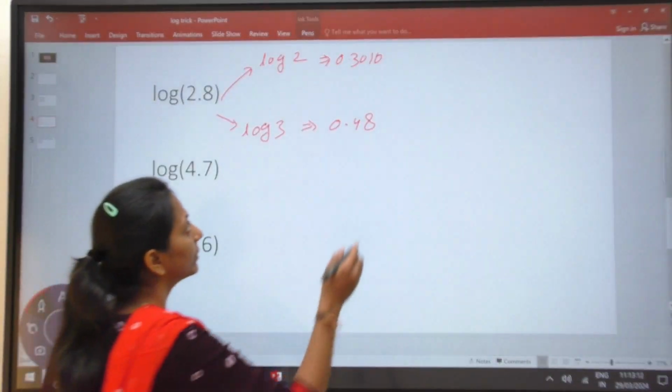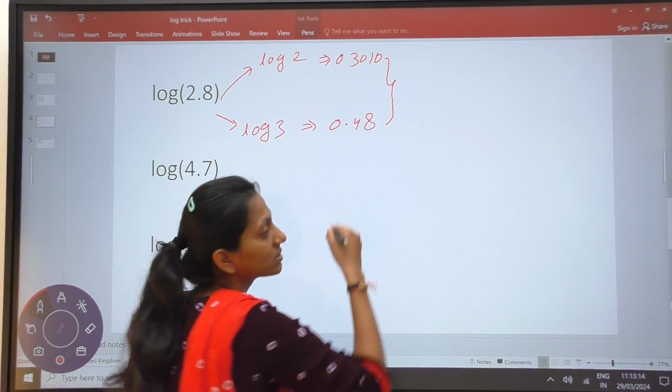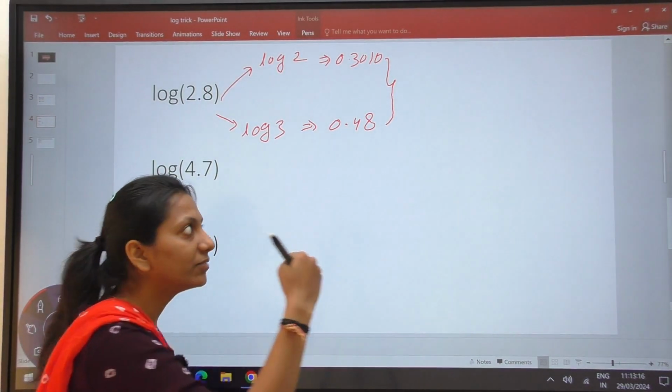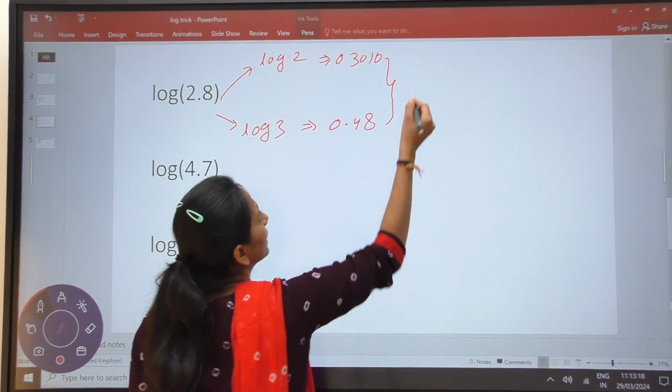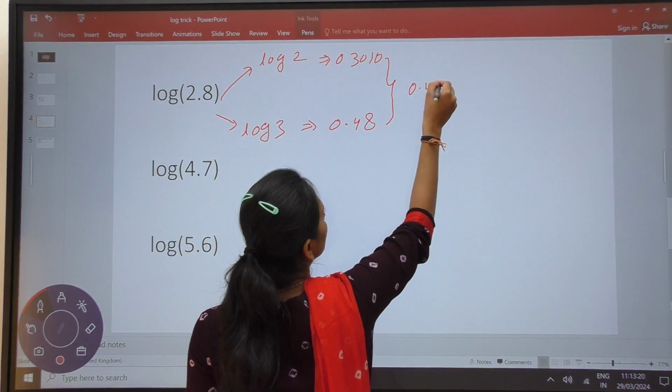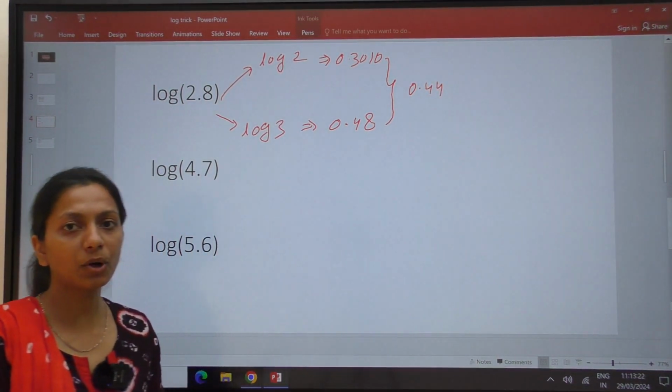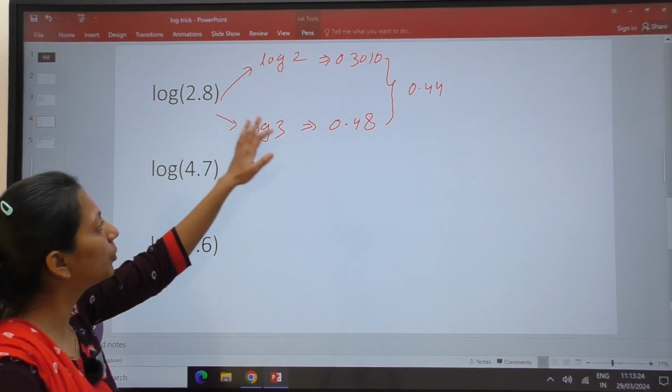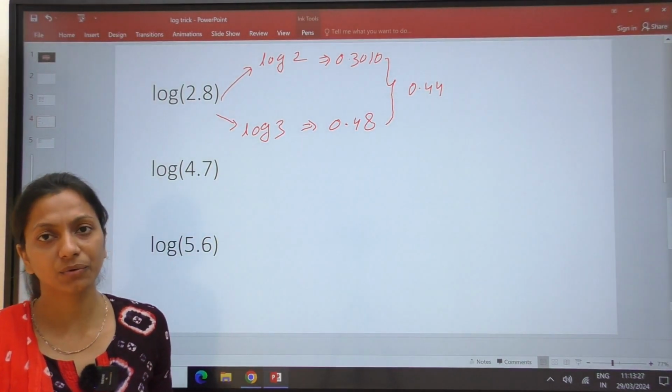So we will take a number in between this one, but it should be closer in value towards the 0.48. So we will have approximately 0.44. We can approximately take the value of the log 2.8 as our 0.44.